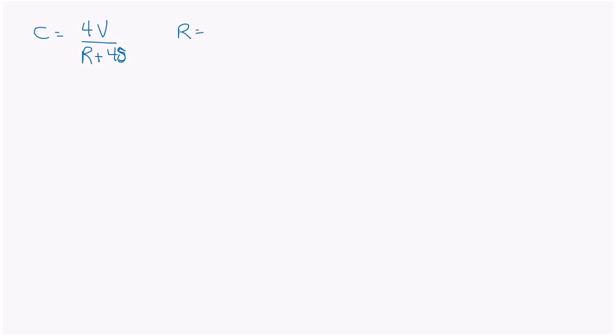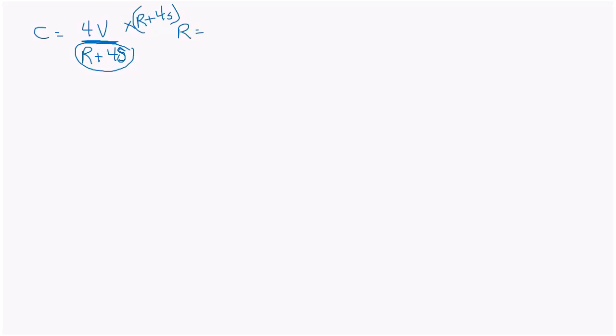So the first thing I want to do is bring this part of the equation over to the other side. In order to bring that to the other side, I'm going to do the opposite of what R plus 4S is doing to the right-hand side. What's happening on this right-hand side is that it's dividing 4V. So to bring it over to the other side, we do the opposite operation, which is multiplying by R plus 4S.